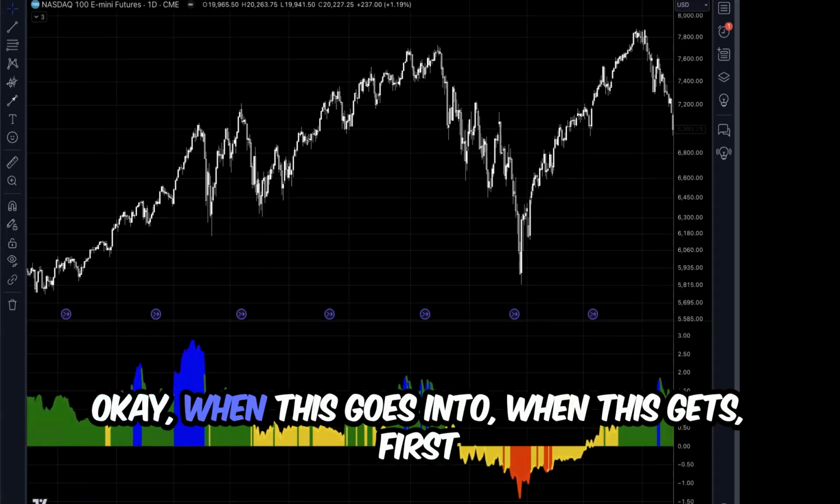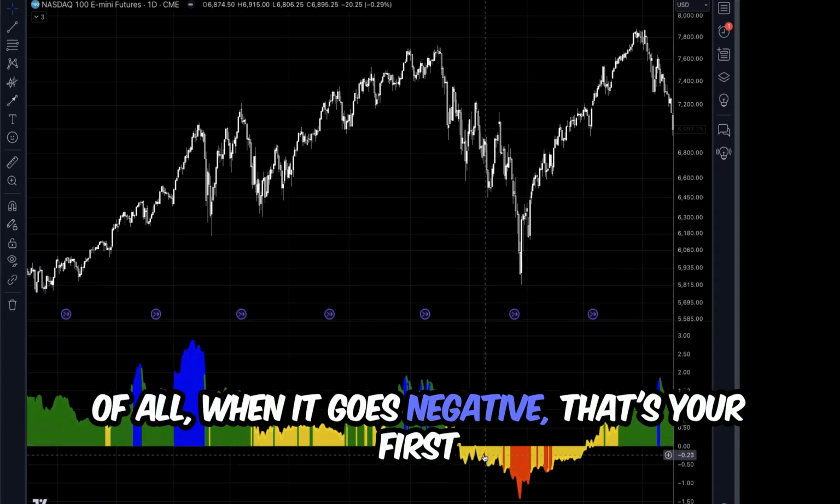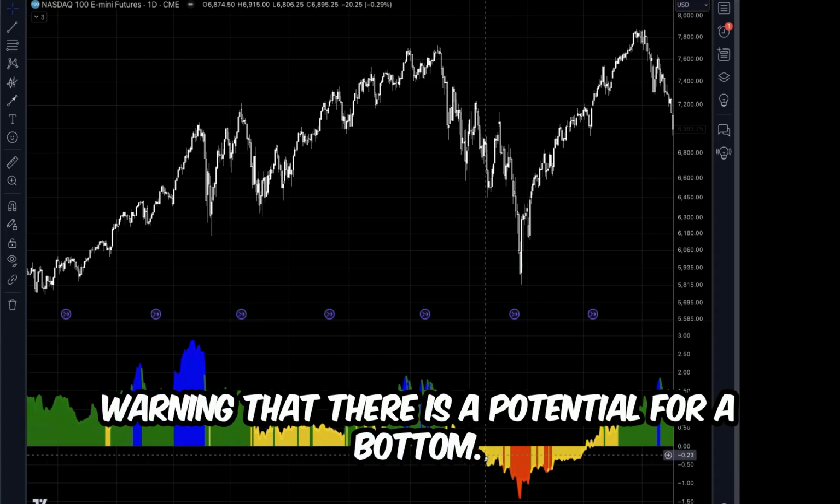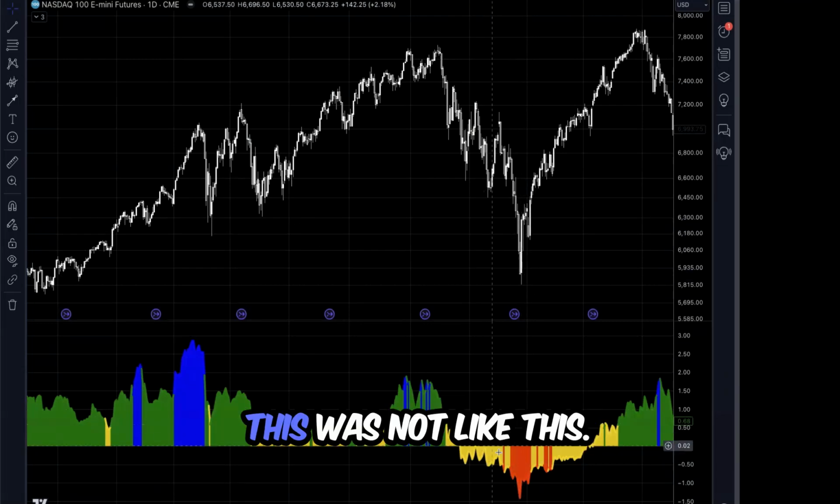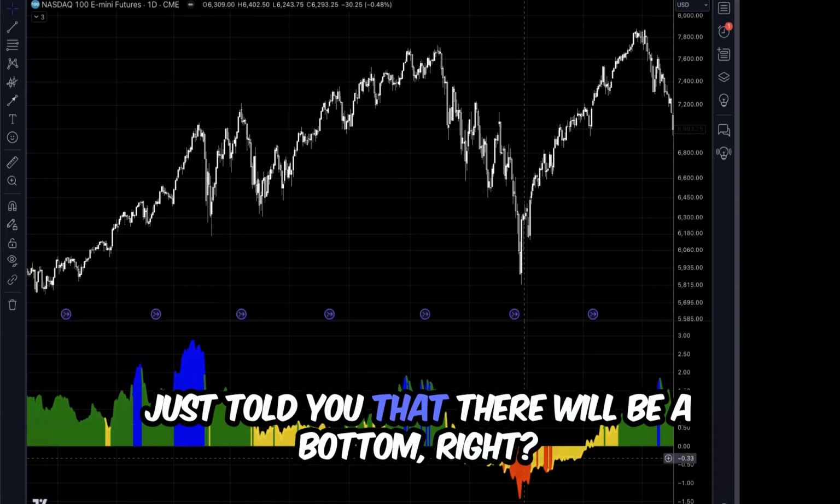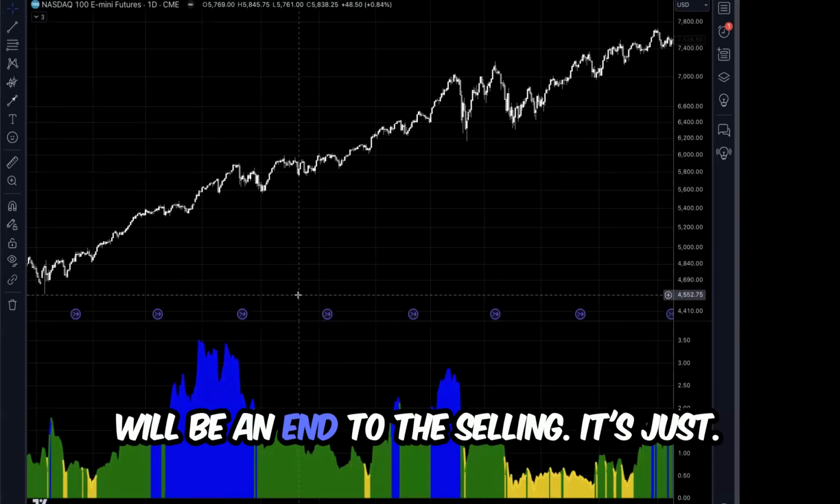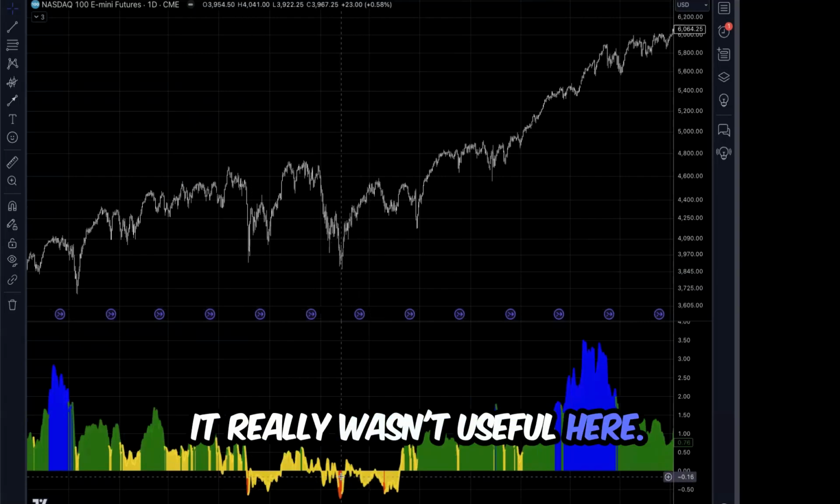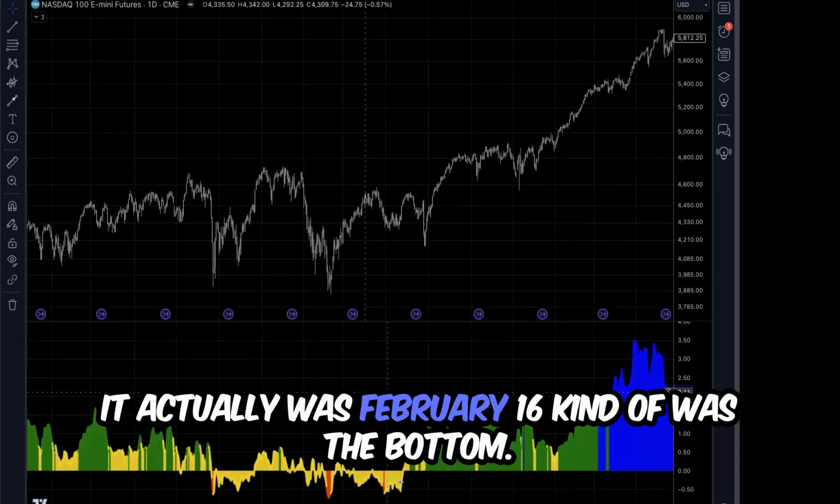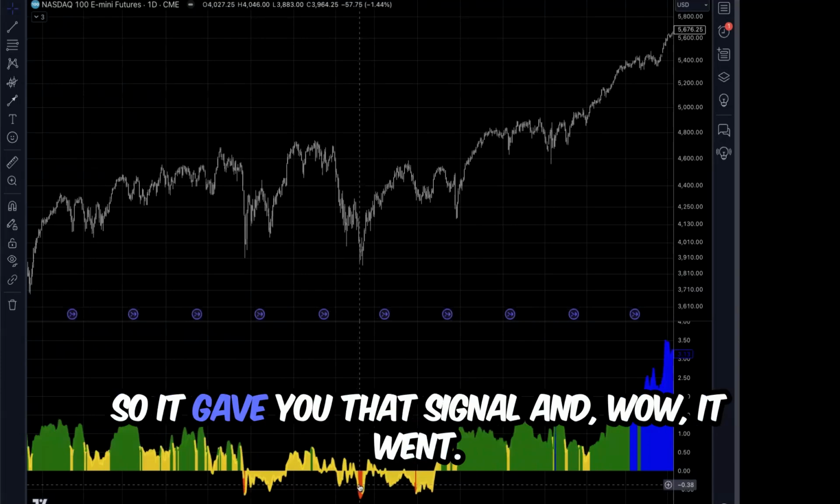Okay. First of all, when it goes negative, that's your first warning that there is a potential for a bottom. It took a while to bottom. This just told you that there will be a bottom, right? The one thing I'll tell you is there will be an end to the selling. It's just when will it happen? It really wasn't useful. Here it actually was. February 16th kind of was the bottom. So it gave you that signal and wow, it went.